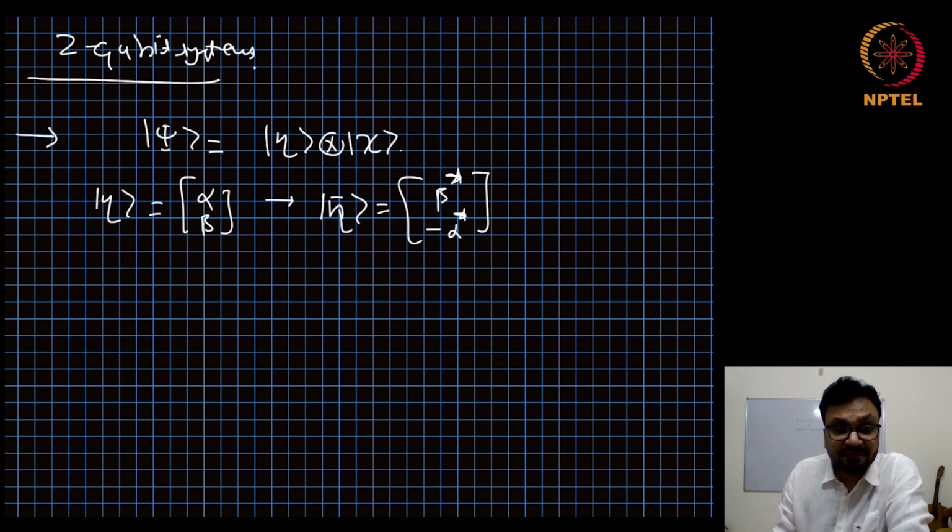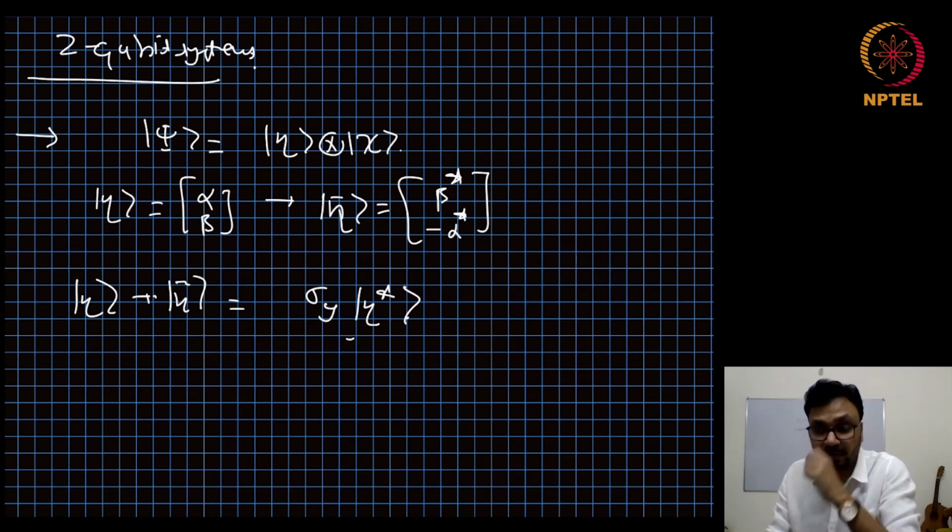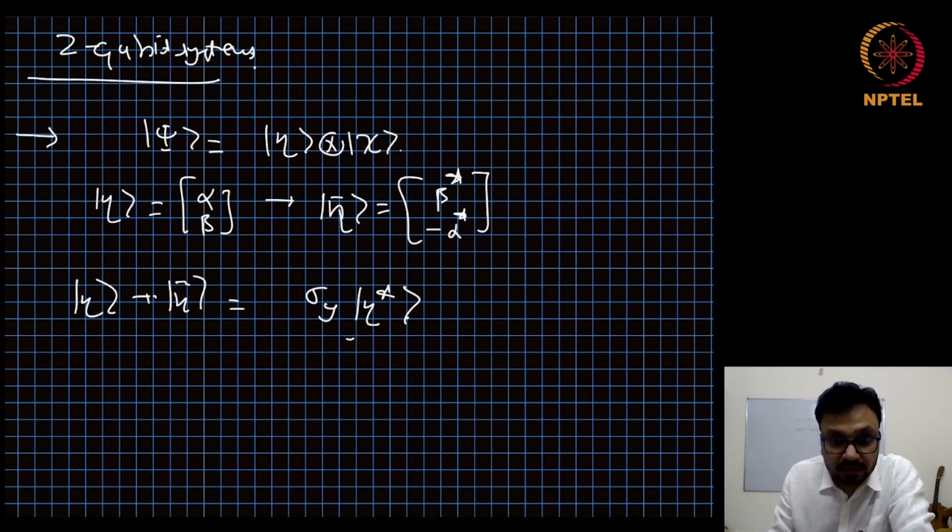So if we see how to go from eta to eta bar, it will be sigma y times eta star. So if we take the complex conjugate of eta and then we apply sigma y, we get eta bar up to an overall phase. I think it will be i times, but it doesn't matter, this is an overall phase. So up to overall phase, eta bar is the same as sigma y eta star.